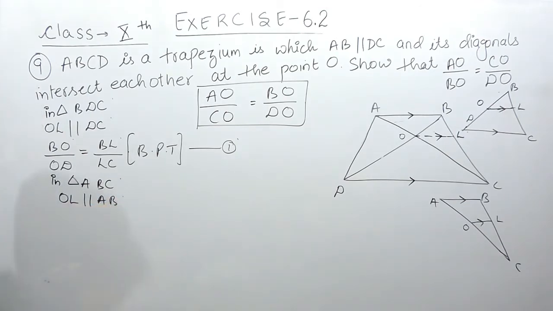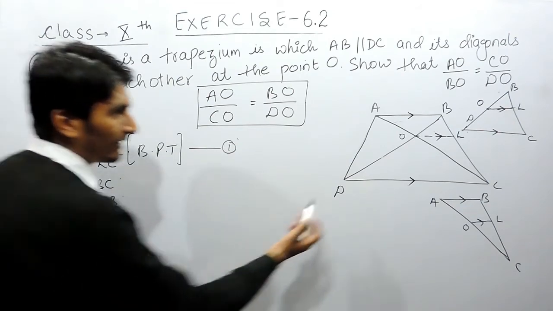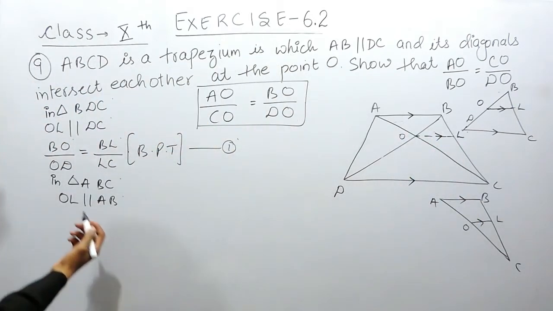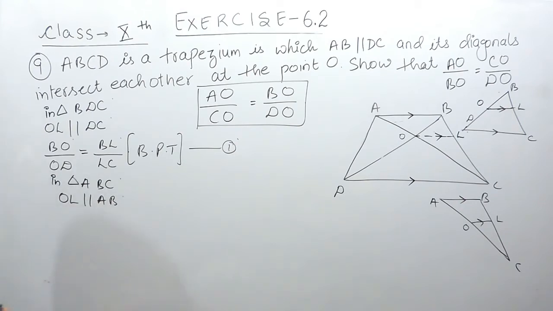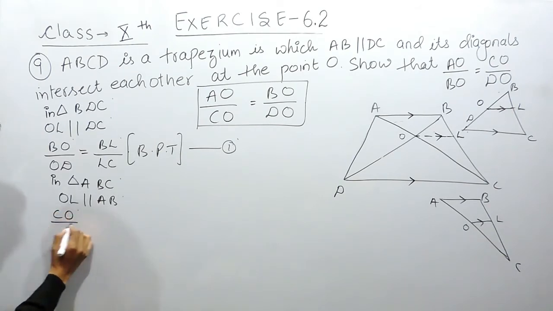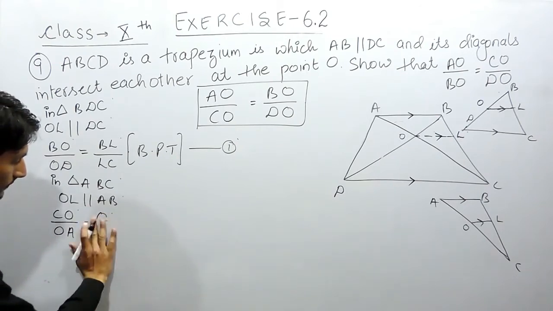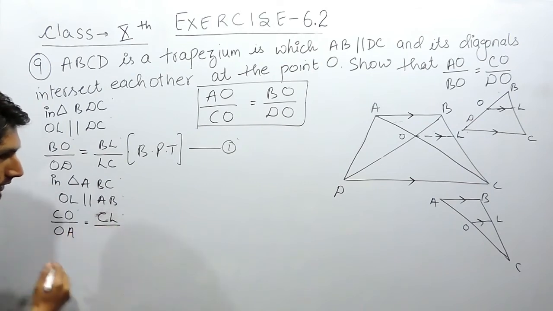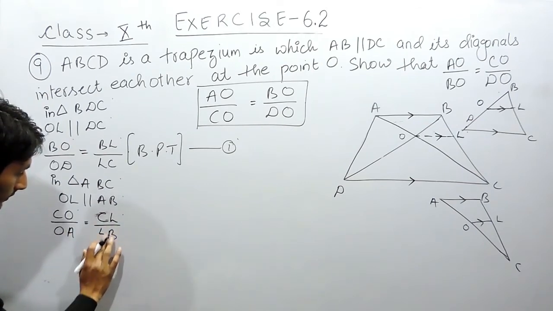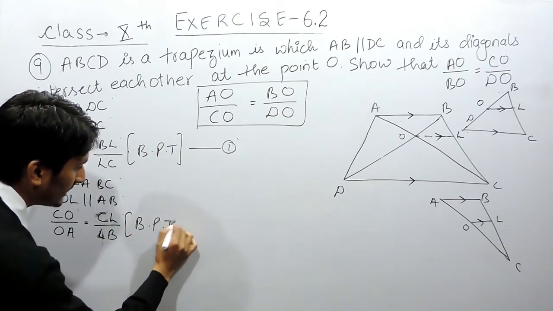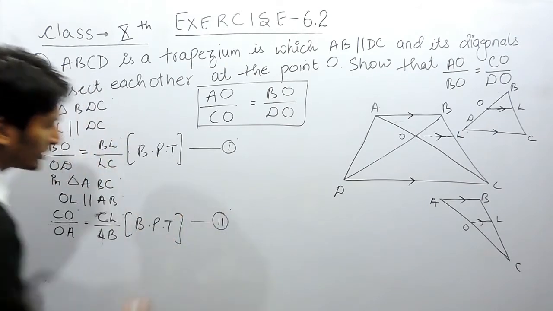I have already discussed how OL is parallel to AB, because we have drawn OL parallel to DC, but this OL must also be parallel to AB. Now if these two lines are parallel, it must cut the other two sides in equal ratios, means the ratio CO upon OA must be equal to the ratio CL upon LB. So this is again because of the basic proportionality theorem. This is our second equation.